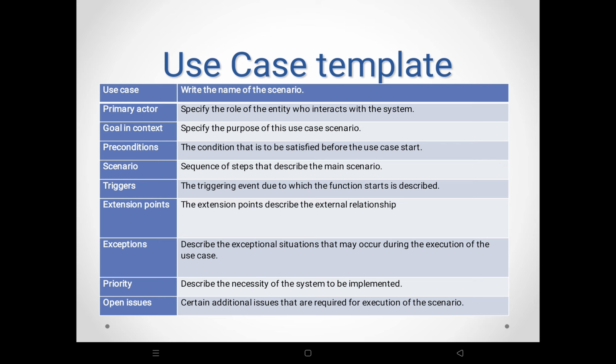Priority, what is the necessity of the system. Open issues, additional issues that are required for execution of this scenario. This is the complete use case template, right? What is the usage of use case?